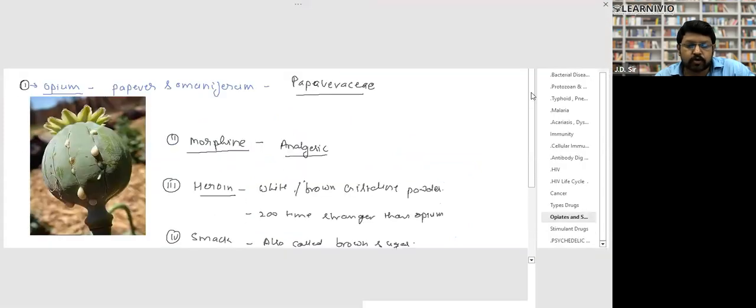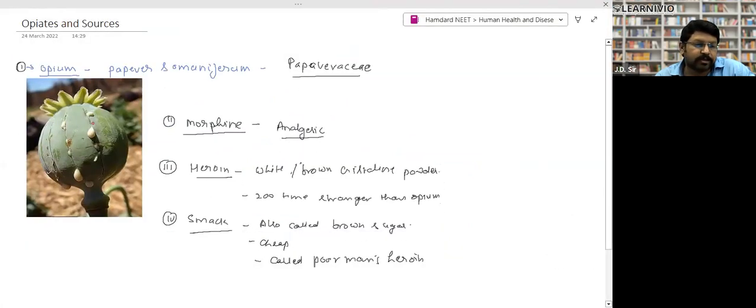Opium, what is the source of opium? Opium is extracted from this capsule. Most of you must have seen it. The biological name is Papaver somniferum. You need not remember, I have just written it over. It belongs to a family known as Papaveraceae, because this family is not part of your course curriculum. And the substance or drug which is extracted from opium is morphine.